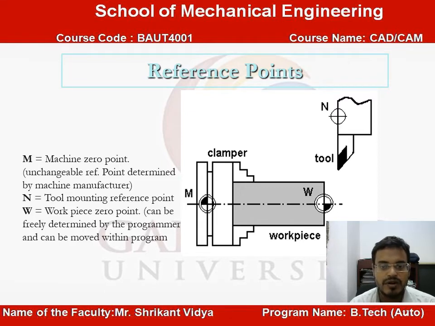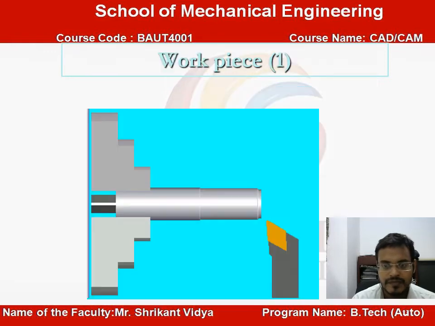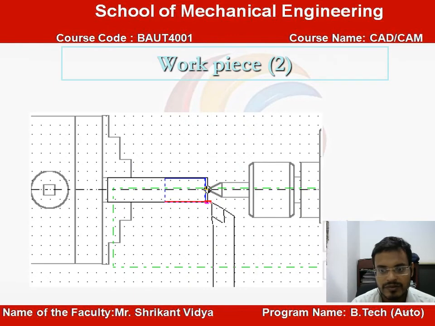M is the machine 0 point, an unchangeable reference point determined by the machine manufacturer. The machine manufacturer determines one machine 0 point. N is the tool mounting reference point. The workpiece 0 point W can be fully determined by the programmer. So whoever is operating the machine can set the workpiece 0 point. It can be changed. Workpiece means how the machining is carried out in the CNC machine, and this shows step by step how the tool moves.